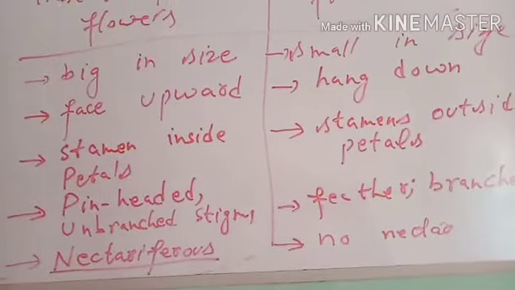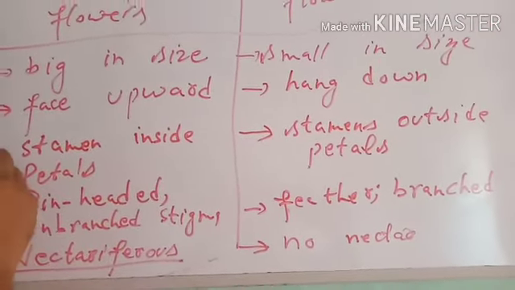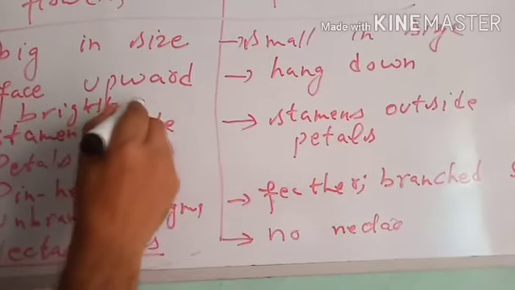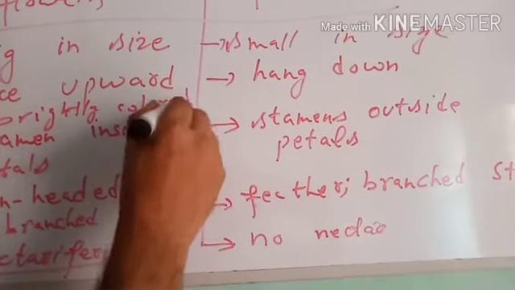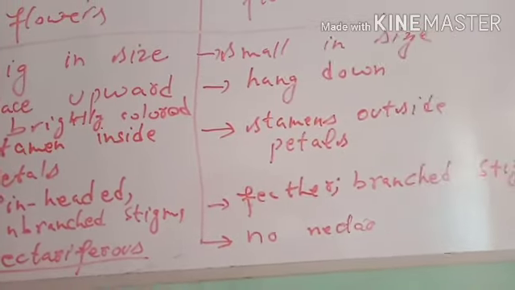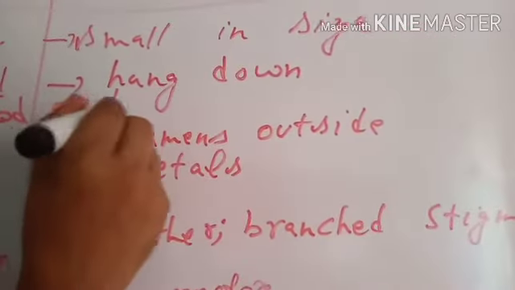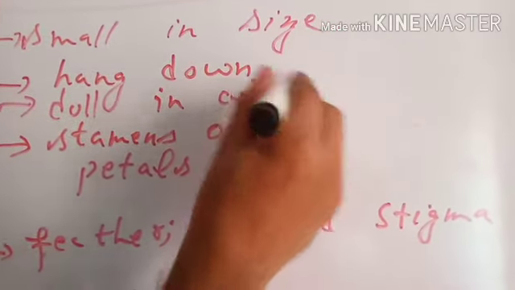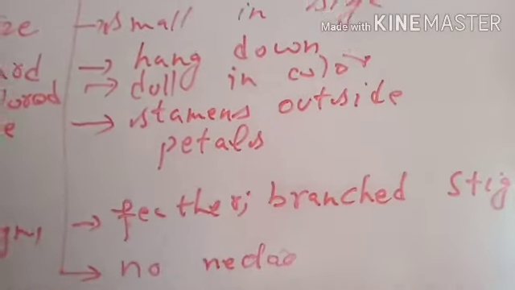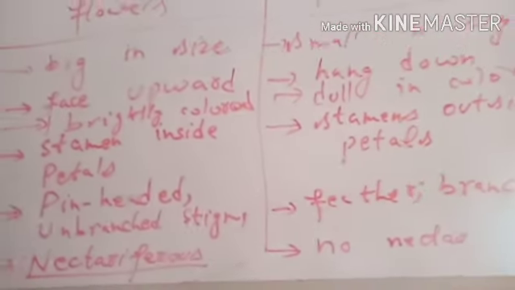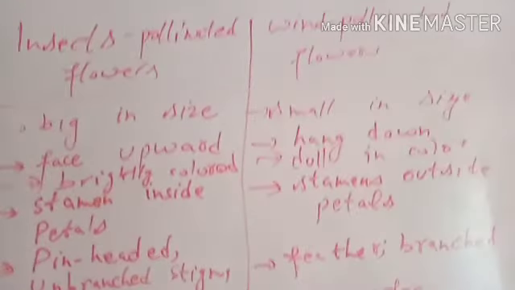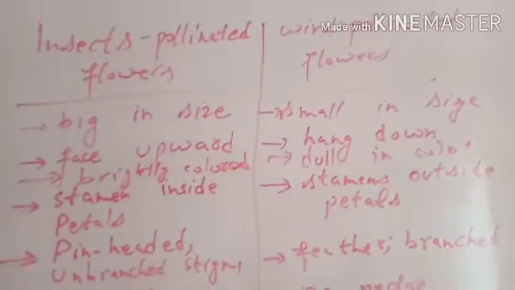That is, insect-pollinated flowers are brightly colored, they are beautiful, and wind-pollinated flowers are dull in color, or they are colorless, because they don't have any need to attract the insects. The plants which produce the flowers which pollinate by insects are many.